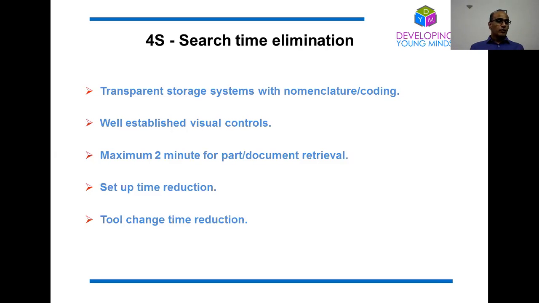And we have a lot of well-established visual controls in today's world, right? A lot of visual controls are there. Andon is one of the controls. You can see the color lights there. Green means it is working, orange means it is about to go, and red means it is totally down.